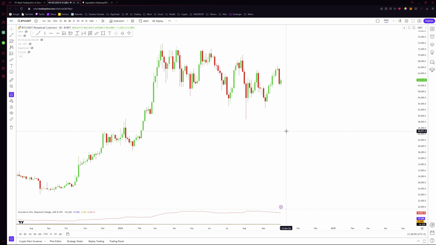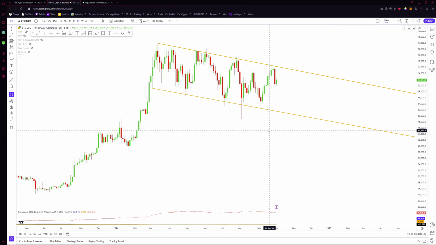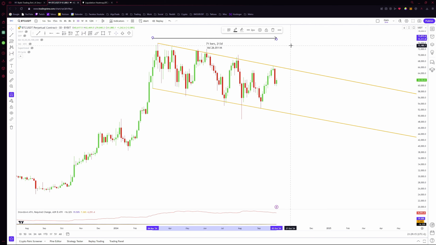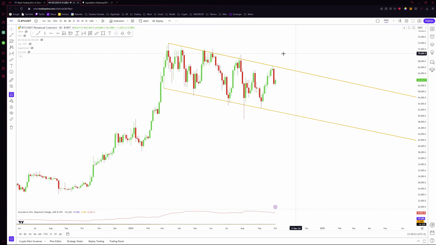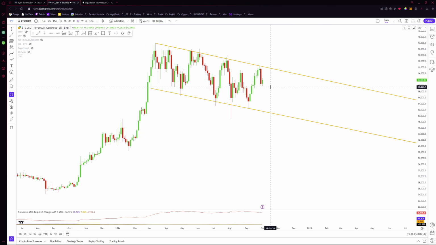Now, if we draw very simple trend lines, we can very quickly spot that Bitcoin has been trading downwards for quite some time. In fact, if we look at it, we can see Bitcoin has been trading down for about 213 days. So that's a bit over 7 months. So we can see Bitcoin is in a downwards trend.